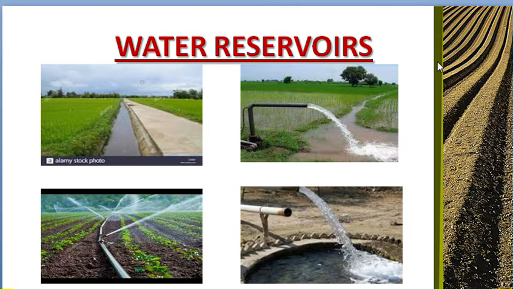These are canals. Okay? You can see there are crops. Fields are there and canals as well. So it's very good, they supply water. And this is a tube well. This is also a tube well. You can see water is running and going directly to the fields.